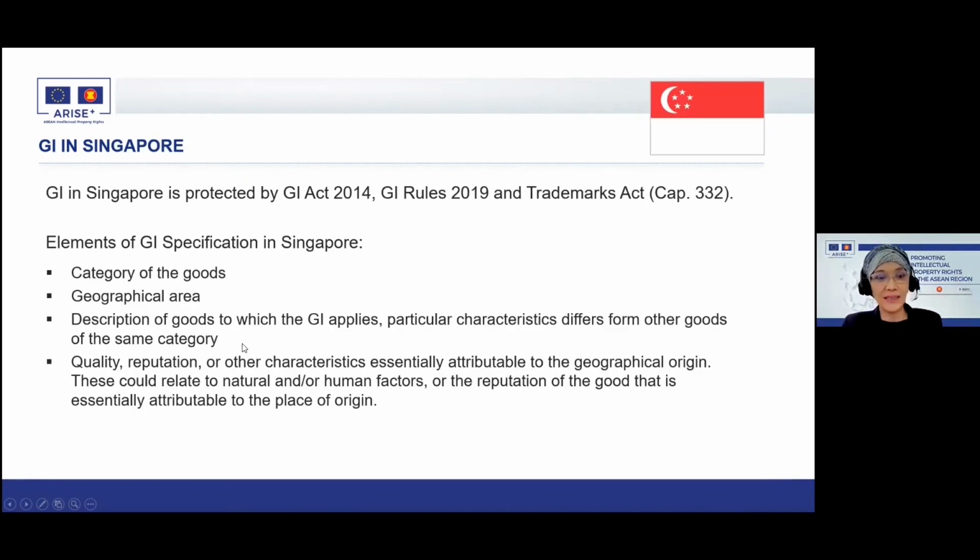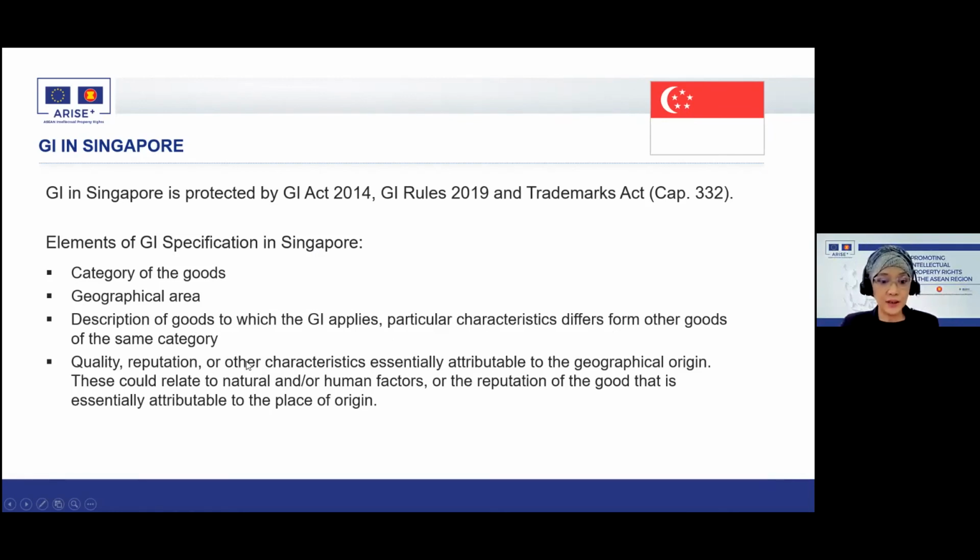Singapore protects GI through the GI Act as well as Trademark Acts. Elements of GI specification in Singapore include category of the goods. Singapore has the most variable categories of GI in all member countries, actually. And geographical area, description of goods to which the GI applies, particular characteristics that differ from other goods of the same category. I'm sorry, I mistyped it.